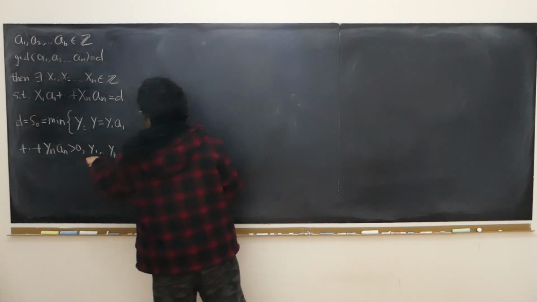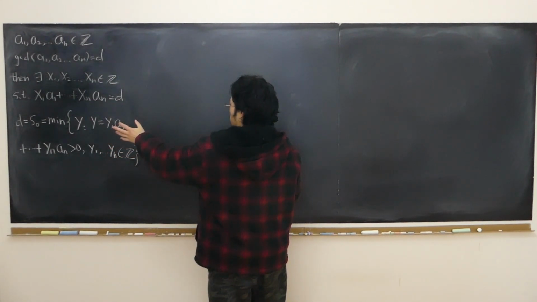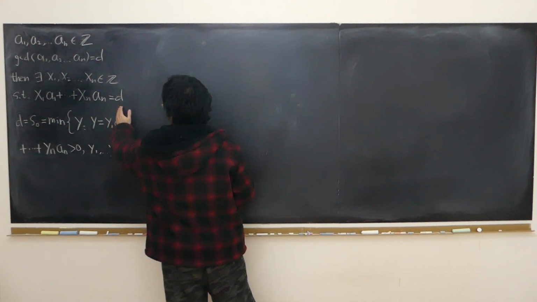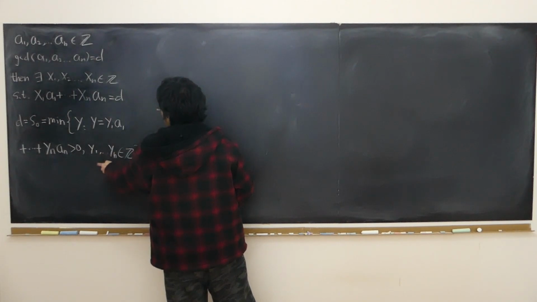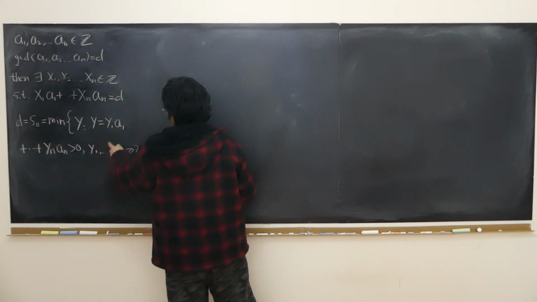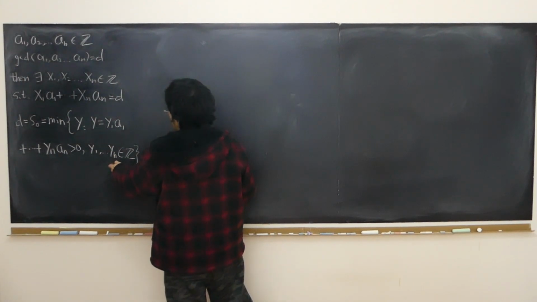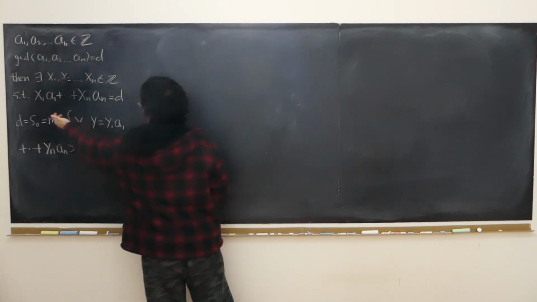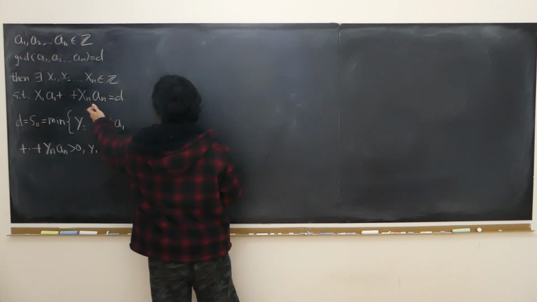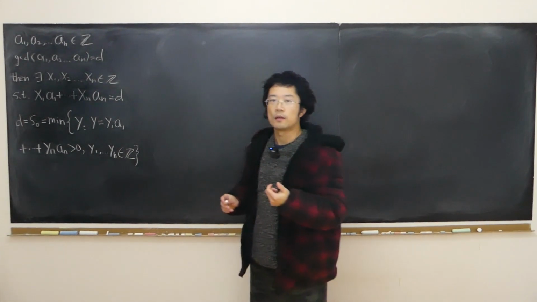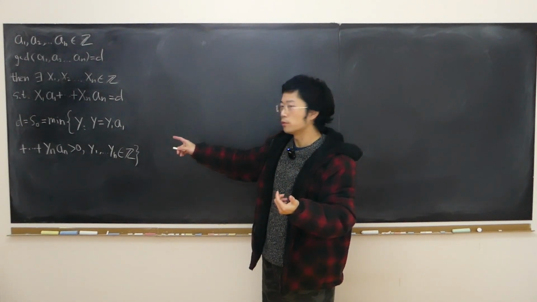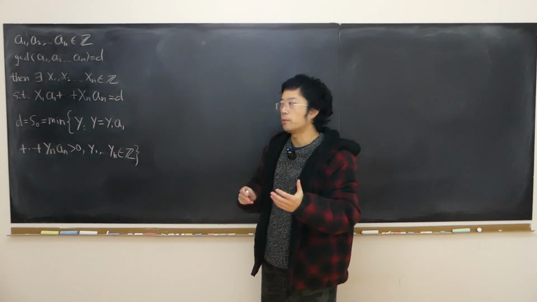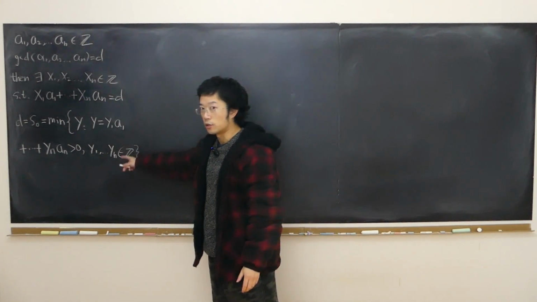So the question is, are there actually positive integers coming out from the linear combinations? In other words, is this set empty? Because I need to know that there exists at least one element in this set. The answer is yes. If we just call x1 a1 and xn an, then a1 times a1 is a1 squared, plus all the way up to an squared. So that result is a positive integer. So at least I know this set is not empty.